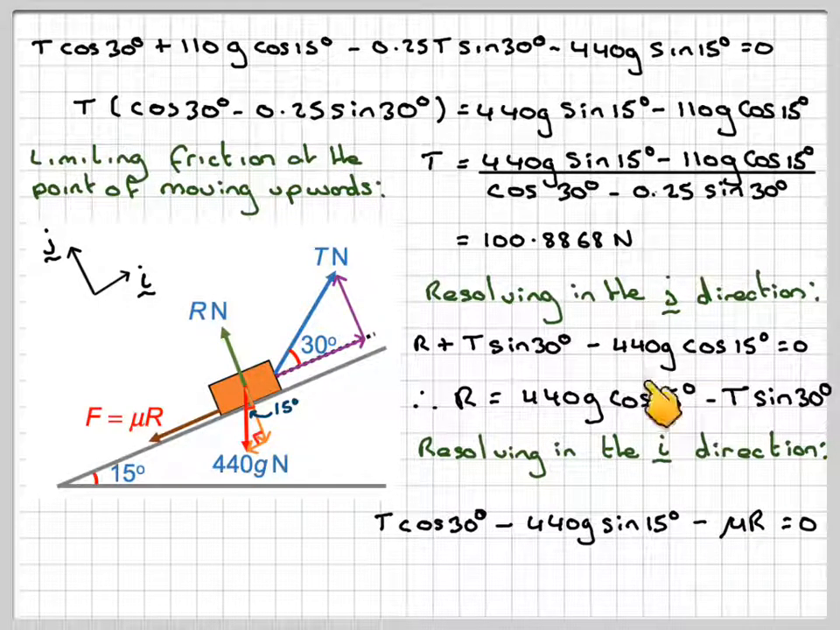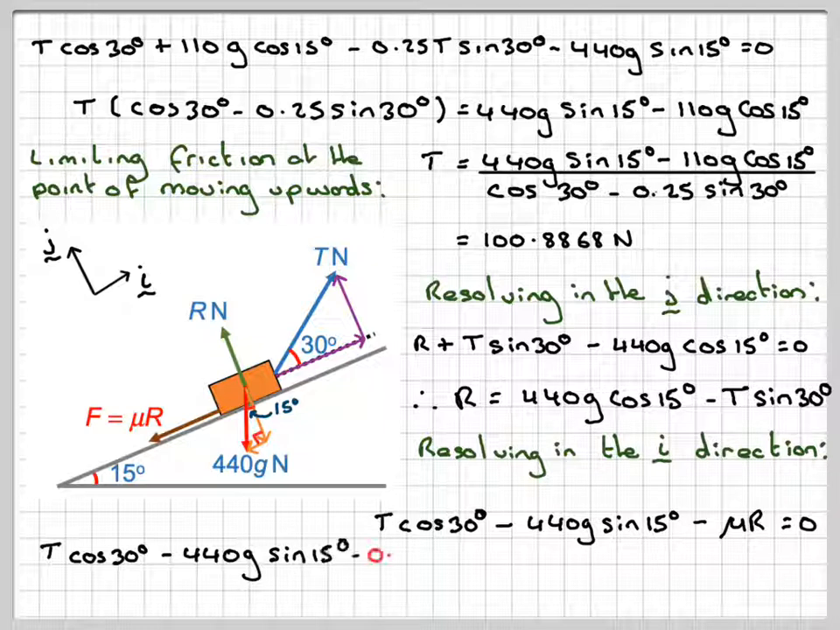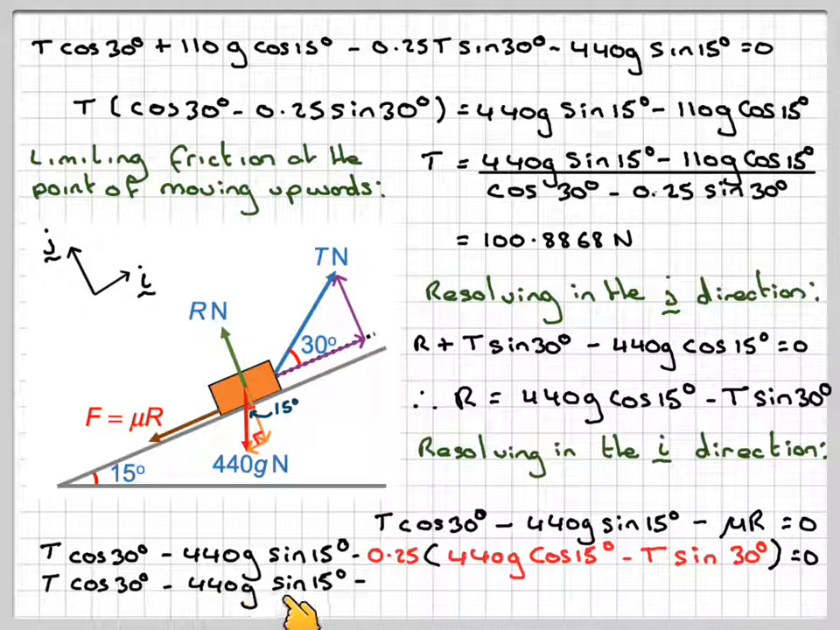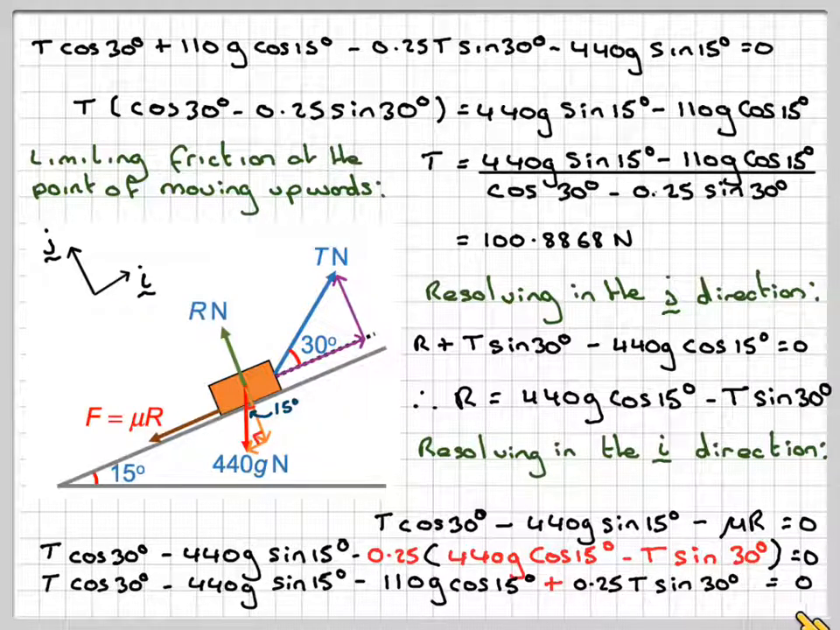Doing the same sort of thing we did before, we'll substitute that in here and make mu 0.25. We're going to have 0.25 times 440 g cos 15 minus T sine 30 degrees. Again, I advise you to leave the sine and cos as they are. So we've got T cos 30 minus 440 g sine 15 minus 110 g cos 15. Now, minus times a minus will become a plus. That's quite important, and that would be a very likely place to make a mistake if you're not careful. Plus 0.25 T sine 30 degrees is equal to 0. So taking that line and writing it out here.